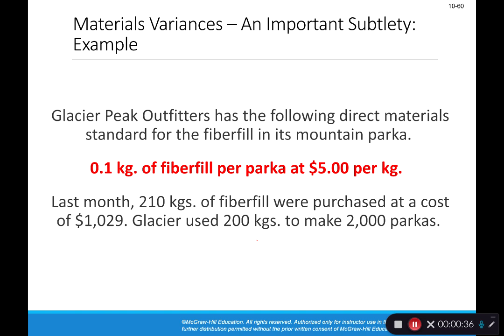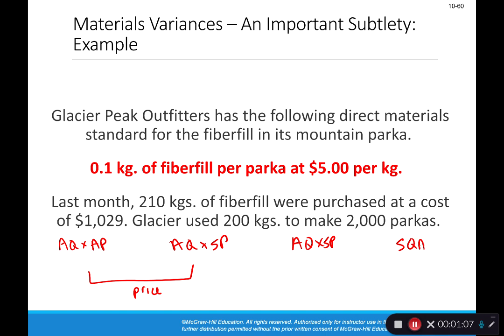So Glacier Peak Outfitters has the following direct material standards. Last month, 210 kilograms of fiber fill were purchased at a cost of $10.29. We used 200 kilograms to make 2,000 parkas. So what we're going to have to do is do actual quantity times actual price, actual quantity times standard price to get our price variance. And then we're going to have to do a separate middle column, actual quantity times standard price, and standard quantity allowed for actual production times standard price to get our quantity variance.